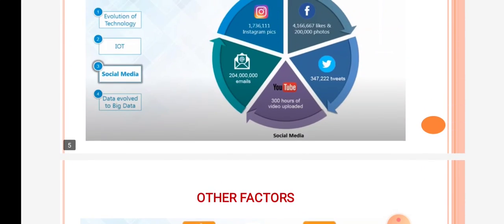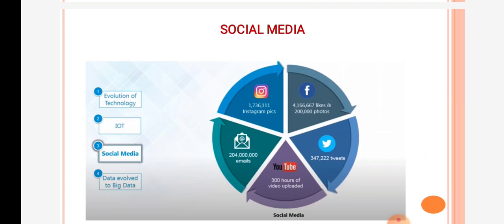Moving further to the social media part. What is social media? The example has been defined talking about Instagram pics. It says that in approximately 60 seconds, 1,736,111 pics have been stored, or put on Instagram. Talking about Facebook, 4,166,667 likes and 2,000,000 photos are stored on Facebook. 34,722 tweets are done on Twitter. On YouTube, 300 hours of video uploading is done. Think about a day. 204,000,000 emails are sent.